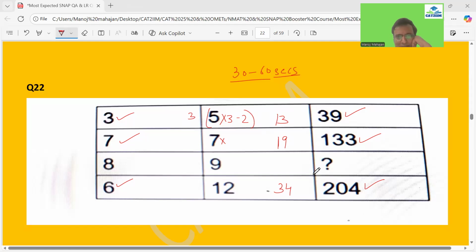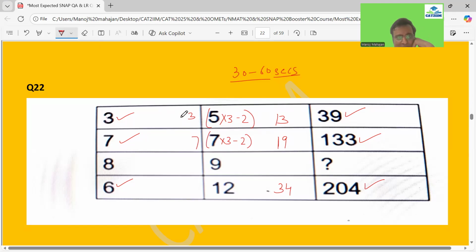So what is actually happening is in each of these numbers, into 3 minus 2 is happening. So it is very difficult to figure out this logic. Honestly, I would have skipped this question in the SNAP paper. So 21 minus 2 is 19. That multiplied with 7 will give me 133.